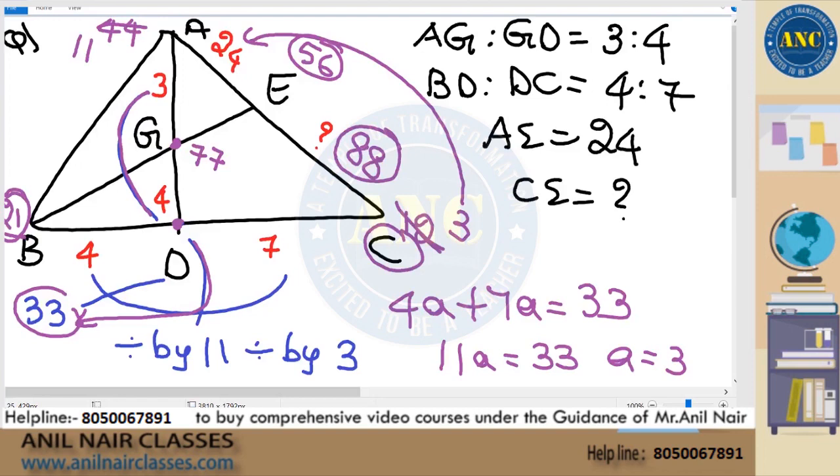So 21 and 12, so these are 33. 3 11s are 33 and 4 11s are 44. So on top it is 44. If it is 44 and it is 33, this middle value is nothing but 77. So if it is 77 and it is 21, these are nothing but 56. If this is 56 and it is 44, remaining is nothing but 12. 4 11s are 44, 4 3s are 12. 3 8s are 24, 11 8s are 88. Everybody, is it clear, sir?